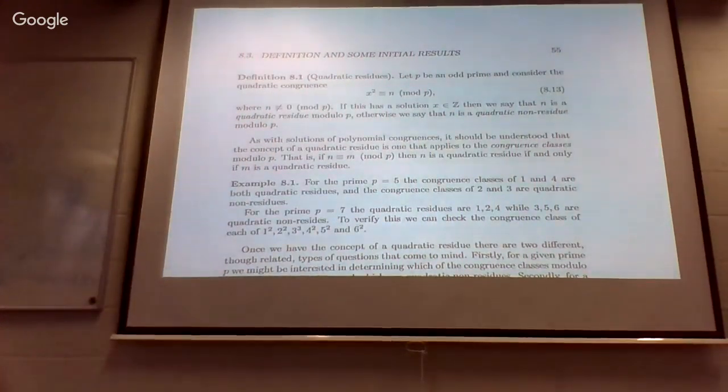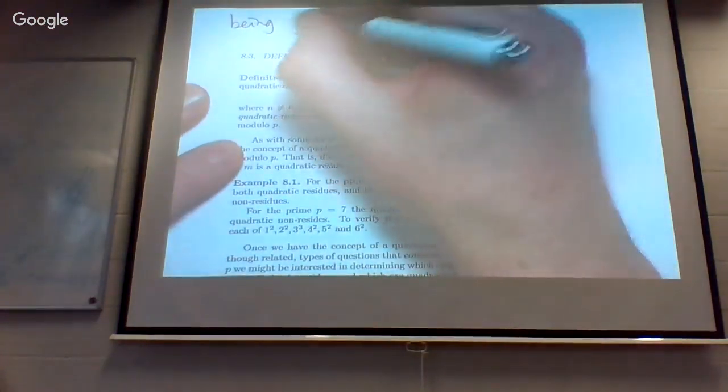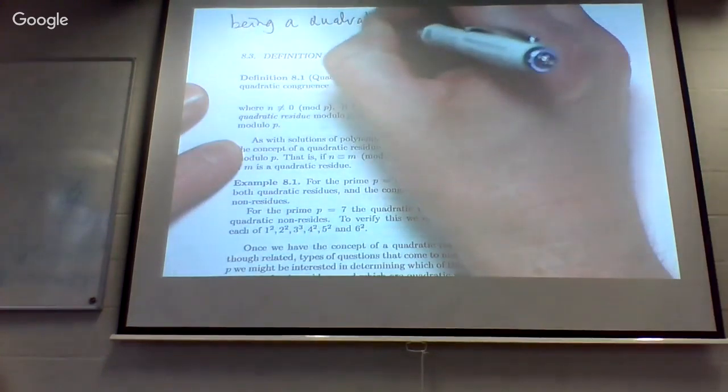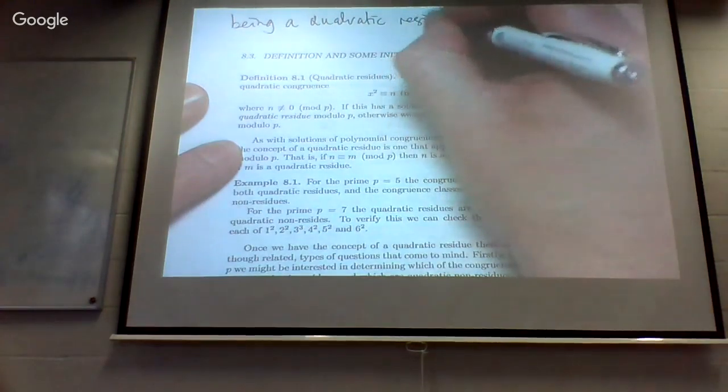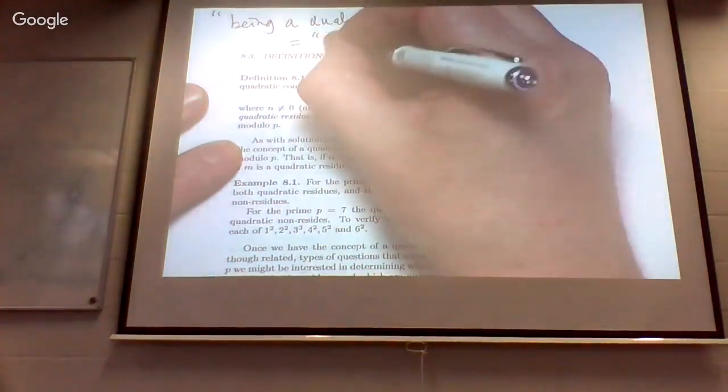So being a quadratic residue means having a square root. That's the way to remember it. It's not the thing that's squared, it's the thing that has the square root. So being a quadratic residue equals having a square root.